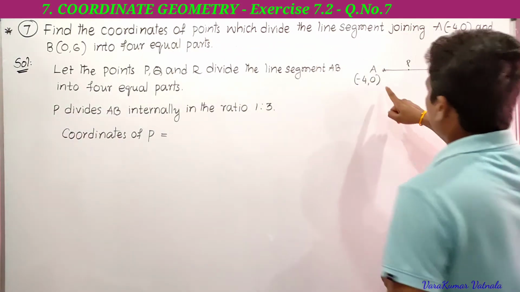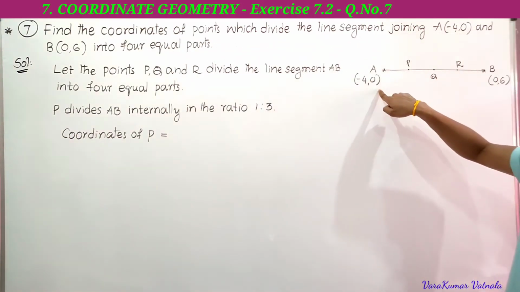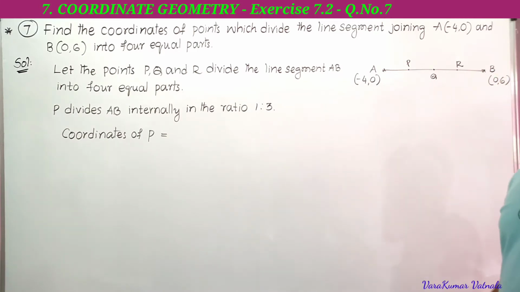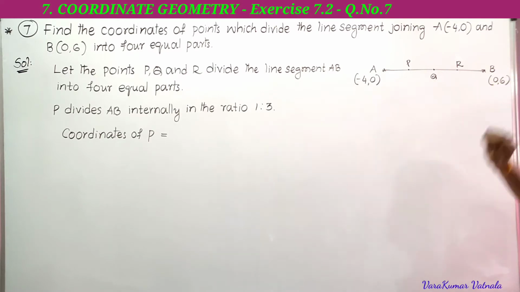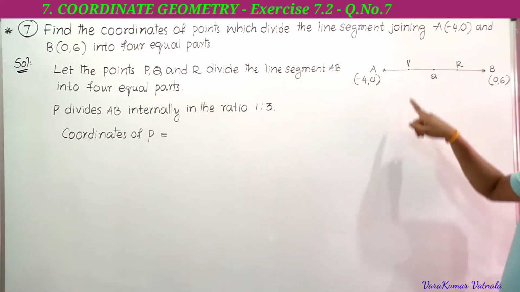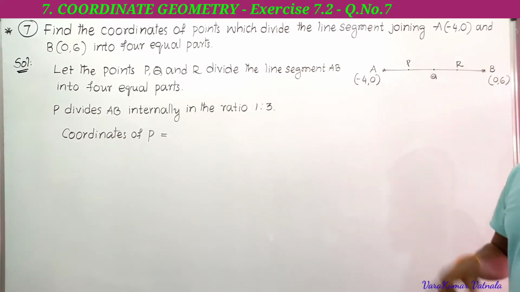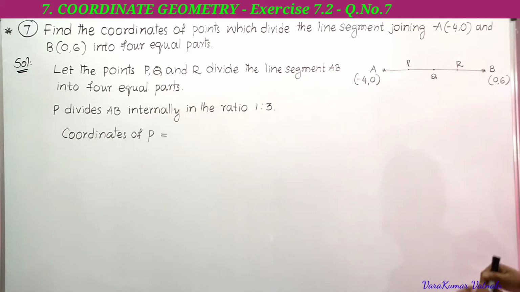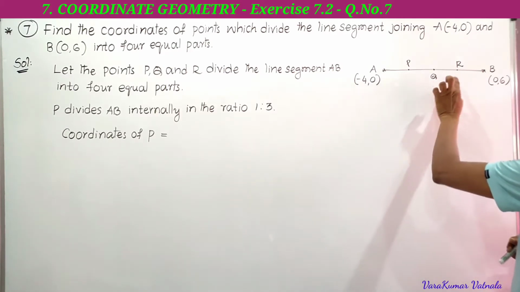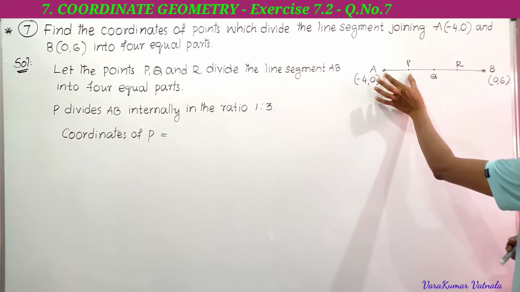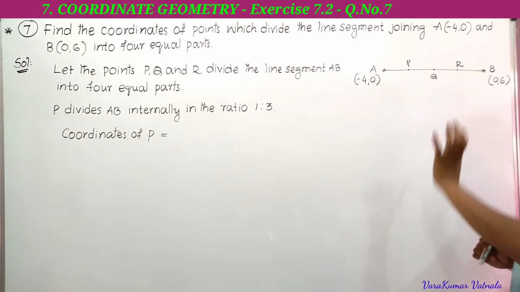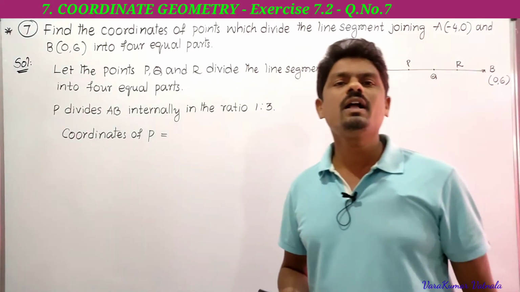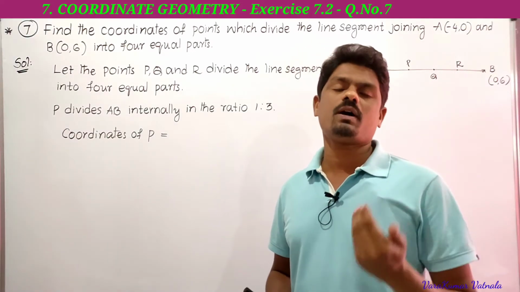Here he has given 2 points, A(-4, 0) and B(0, 6). AB is the line joining these 2 points. Let the points P, Q, R divide this line segment into 4 equal parts. So 1, 2, 3. Totally how many parts? 1, 2, 3, 4. These 3 points are dividing the line segment AB into 4 equal parts.